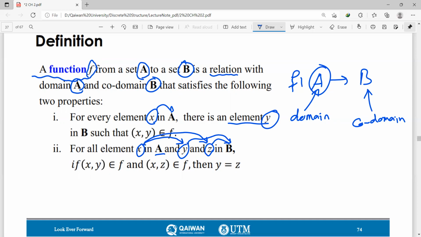Here we say for every element in A, we must have only one image in B. We must have only one image in B for every element in A. If we have more than one image for any of the elements of A, we say f is not a function.